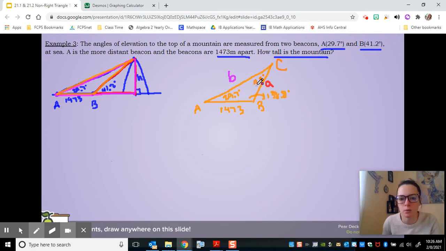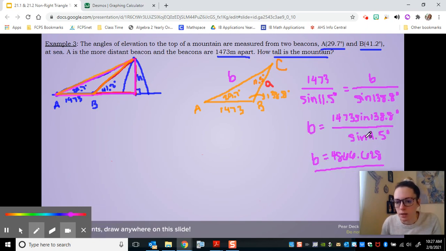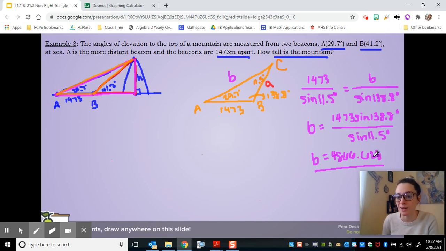So same kind of idea, that I would still use the C information, 1473, divided by the sine of 11.5 degrees. But this time I would use the B information. So I'm looking for side B divided by the sine of 138.8 degrees. Same deal, cross multiply, isolate your variable, and use your calculator to solve for it. And when I plug this big fraction in my calculator, I get 4,866.628. Again, trying not to round a whole lot, because it's not my final answer.